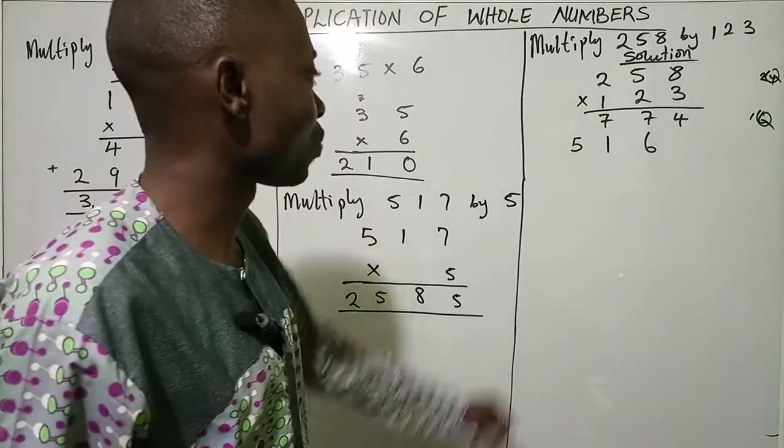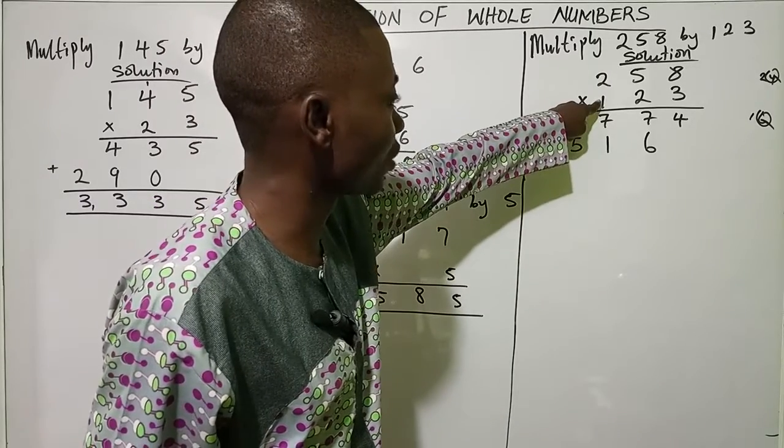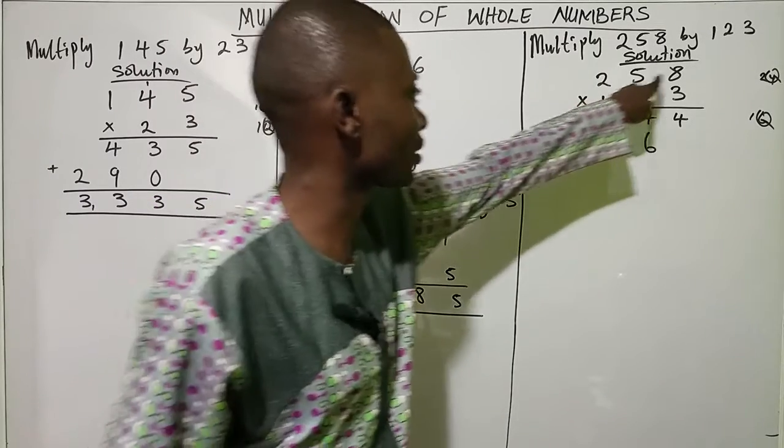Okay? Now I'm done with that. I'm left with 2 and 1 now. So I'll start with 1 again. 1 times 8.